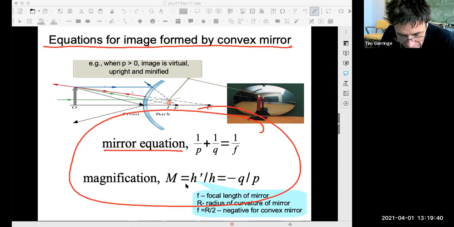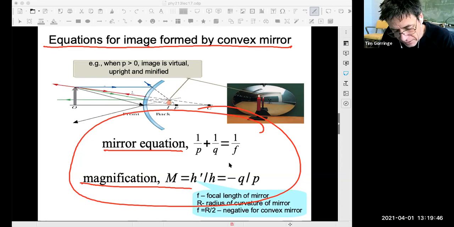This is the magnification equation, the second equation. It also looks like the same equation, right? The magnification is the negative ratio of the image position to the object position. So it's the same equation, but of course the image position is different for a concave versus a convex mirror because of the different sides of the focal length. And so the magnification will in general be different.